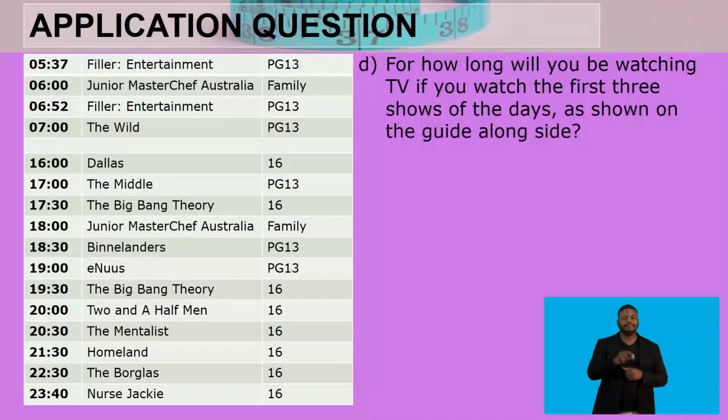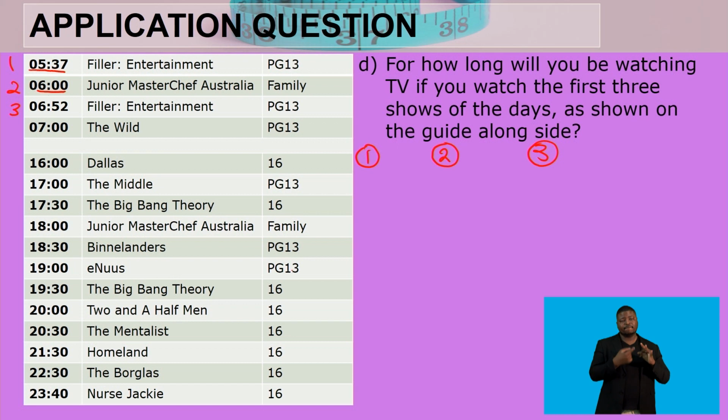Okay, the next question says, for how long will you be watching TV if you watch the first 3 shows of the day as shown on the TV guide alongside? So which are those first shows? The first one starts at 5:37, which is 23 minutes to 6, and that is Filla Entertainment, so I'll write it as show number 1. Then show number 2 starts at 6 o'clock in the morning, which is Junior Master Chef. Then the third one starts at 6:52, which is 8 minutes to 7, and that is Filla Entertainment as well. So we've got the 3 shows.